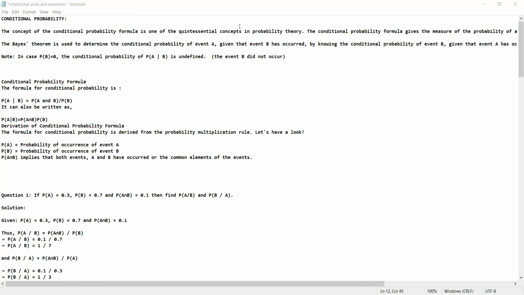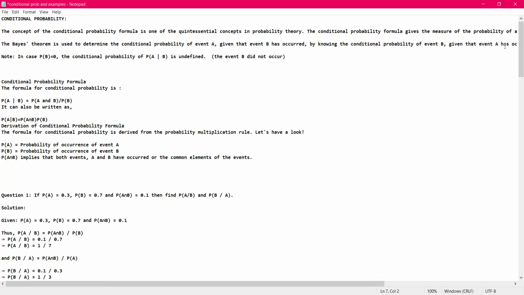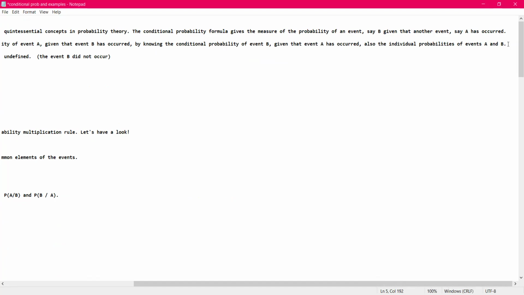The next point: the Bayes theorem is used to determine the conditional probability of event A given that event B has occurred. If we want to determine the conditional probability of event A using the condition that event B has already occurred, we use the Bayes theorem. For this we need the conditional probability of event B given that event A has occurred, and also the individual probabilities of event A and event B.